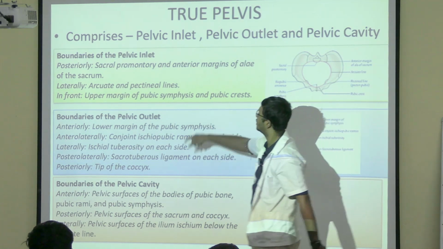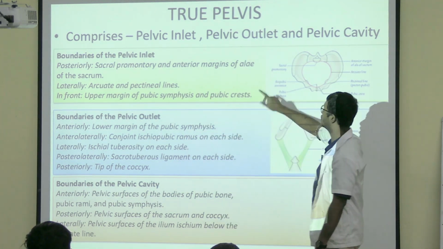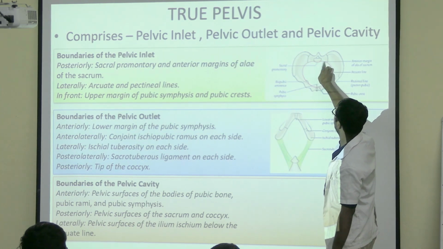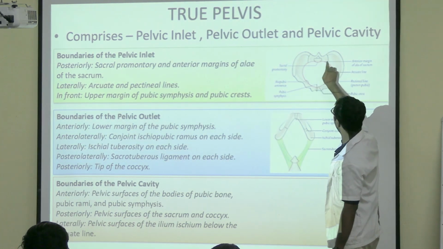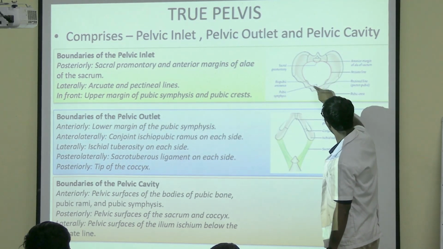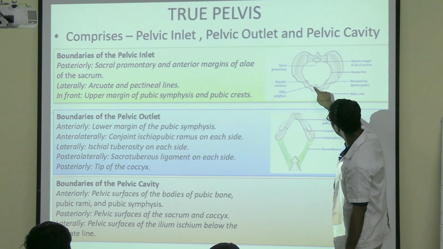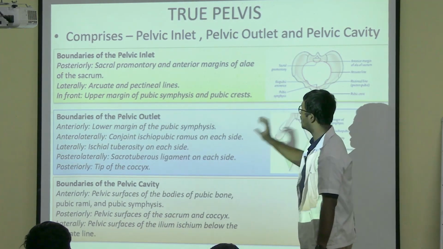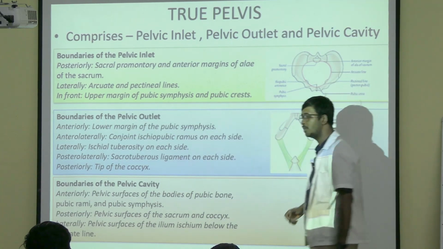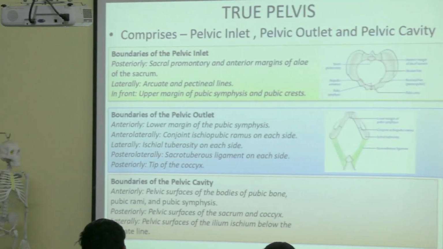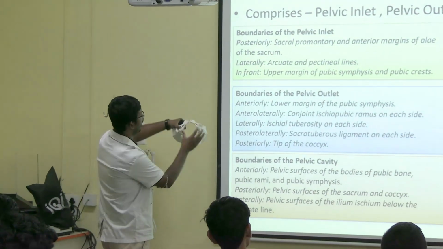So here it has been written sacral promontory and anterior margins of ala of sacrum. So this is your sacral promontory and these are your ala of sacrum. So this is your posterior boundary, on either side arcuate line as well as your pectineal line, and on the anterior part posterior surface of your pubic symphysis. Similarly, pelvic outlet is there. So pelvic outlet is more of a diamond in shape. So this is your pelvic outlet.